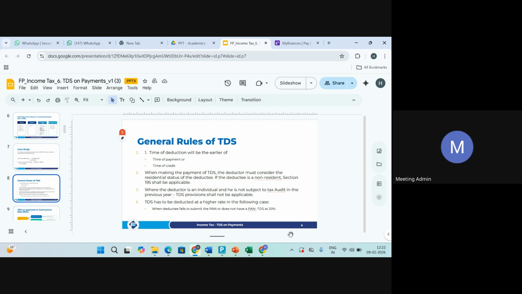Is that clear? So these are the general rules for TDS. Any doubts?